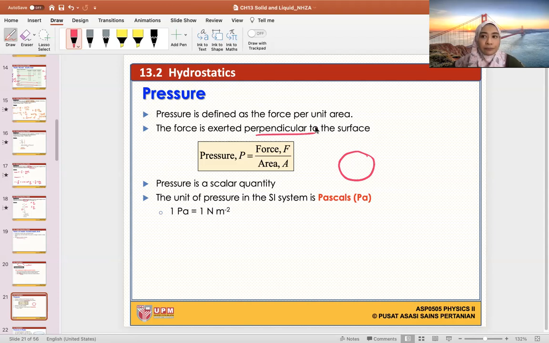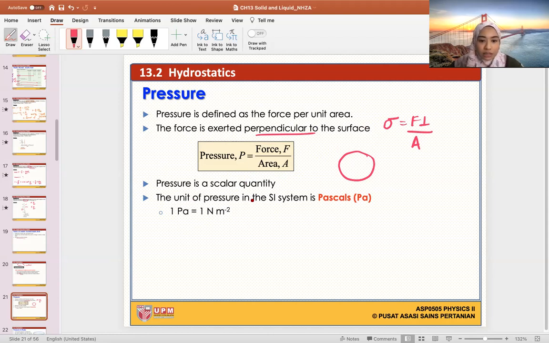This was the equation for tensile stress, right? Tensile stress, which was F perpendicular over A. So force is exerted perpendicular to the surface. Pressure is a type of stress. Pressure is a scalar quantity, does not have direction.